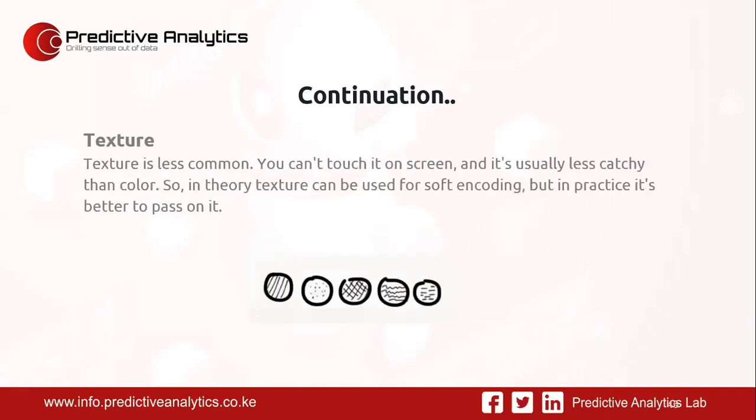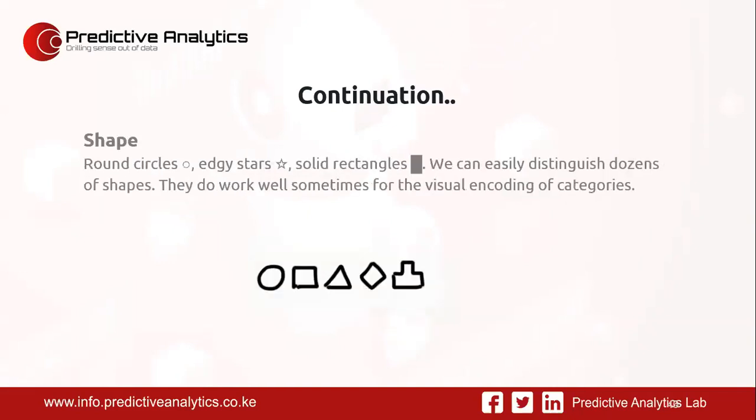We have texture. Texture is less common. You can't touch it on screen, and it's usually less catchy than color. So in theory, texture can be used for soft encoding, but in practice, it's better to just pass it on. So that's texture. We have shape. So round circles, edged stars, solid rectangles. We can easily distinguish dozens of shapes. They do work well sometimes for the visual encoding of categories. That's an illustration of shapes: circles, squares, rectangles, etc.